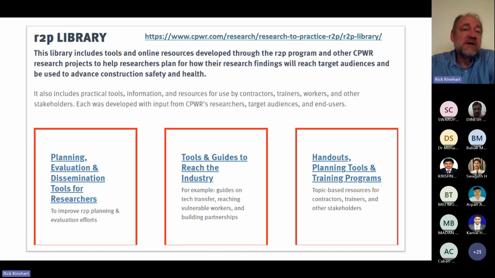We have a very big research to practice library, or an R2P library, that is available to anyone who wants to look. This is divided into 3 areas, and on the left we've created some specific tools for researchers who are doing work on construction safety and health. We work with all of the researchers that we fund and many that we do not fund to think at the planning stage of how their research could be used and expanded to construction companies, to make a difference. And we've created something called an R2P roadmap that can be used at the planning or design stage of research projects, and also throughout the project, to make sure that your findings can have some impact in reality.